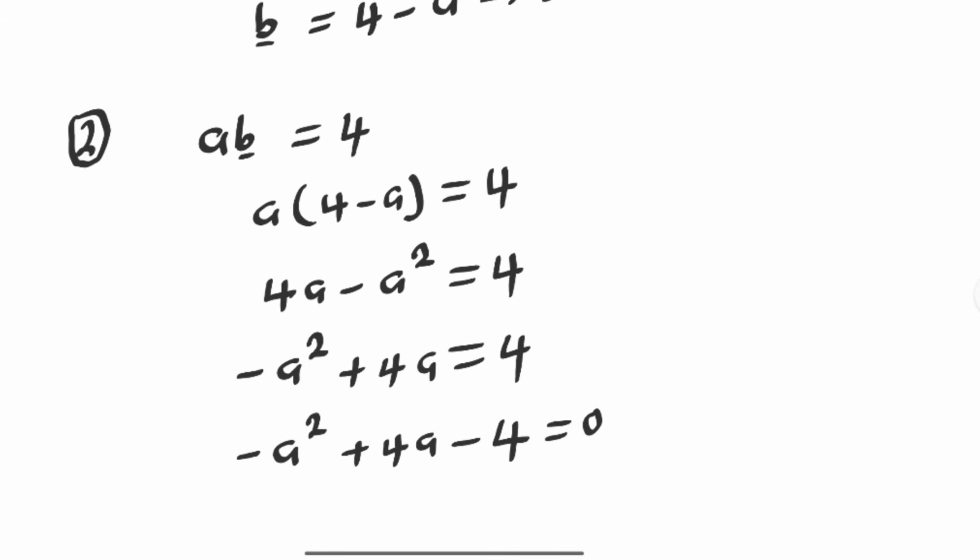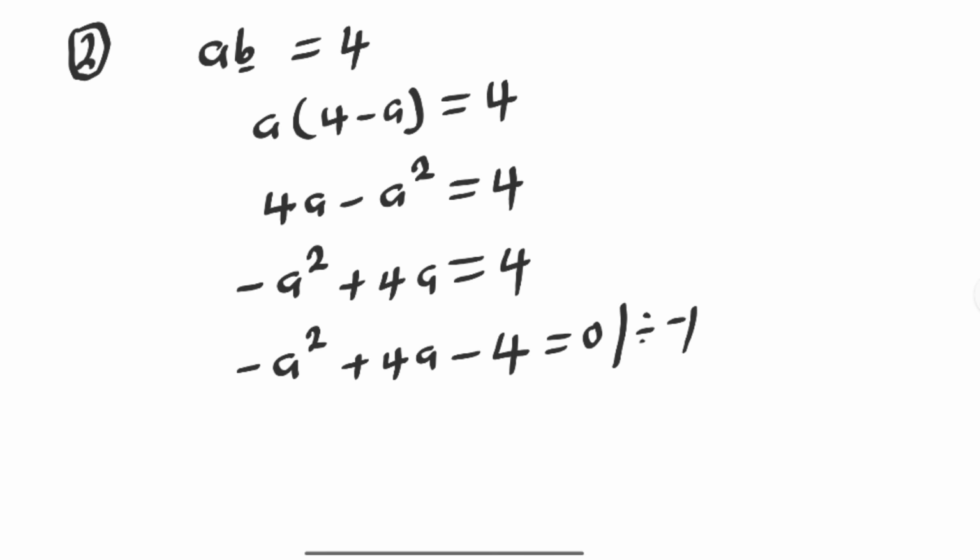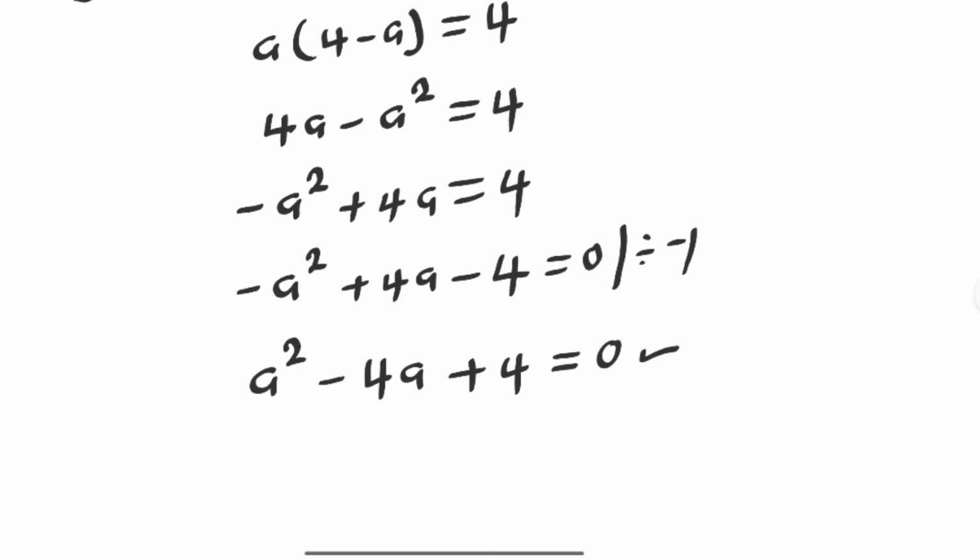Now let us divide the whole of this equation by negative 1. Negative a square divided by negative 1, this is a square, plus 4a divided by negative 1, this is minus 4a. Then negative 4 divided by negative 1, this is plus 4, is equal to 0, because if you divide 0 by negative 1, it will give you 0. This is a quadratic equation which can be solved using quadratic general formula.